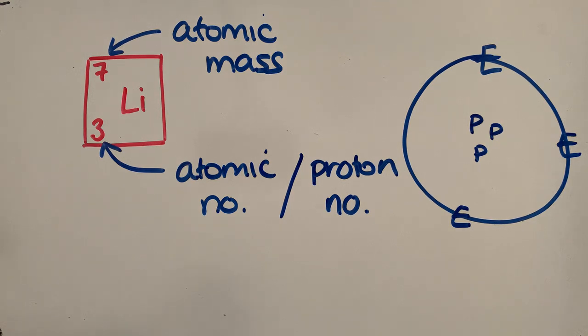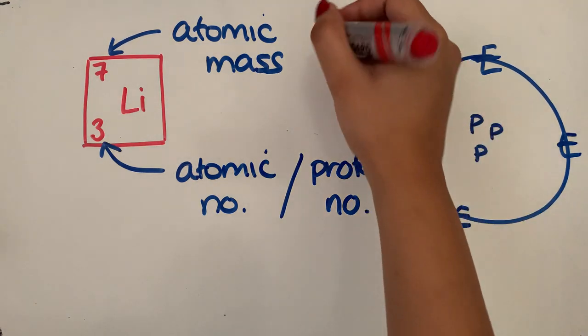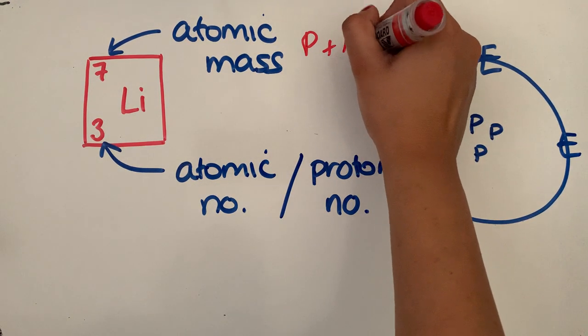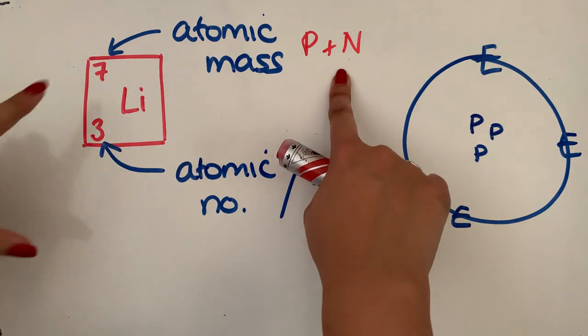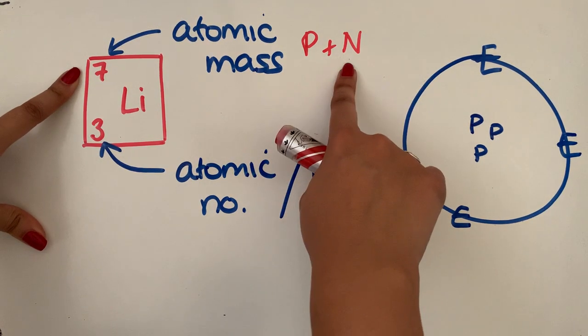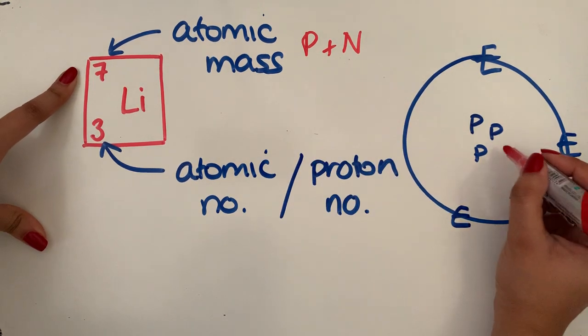And the atomic mass is going to tell us how many protons and neutrons we have. The atomic mass is essentially the sum of the protons and the neutrons. We know it has 3 protons, and therefore the number of neutrons is just 7 take away 3, and therefore the number of neutrons is 4.